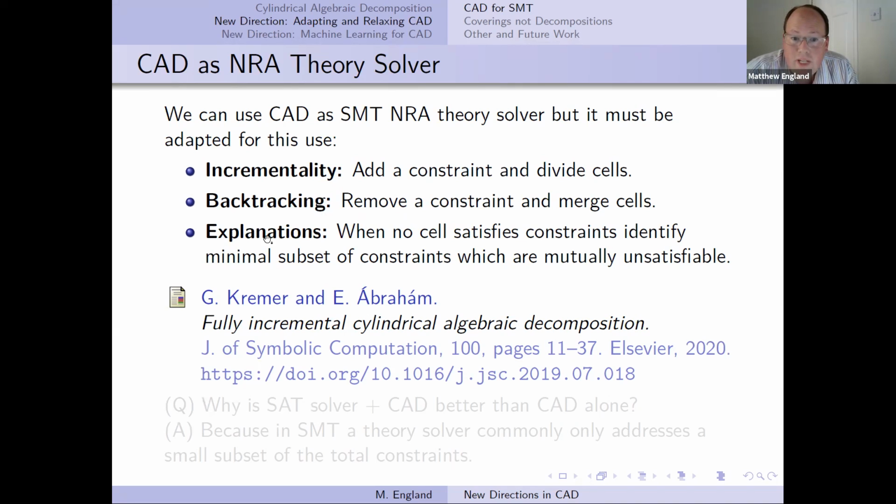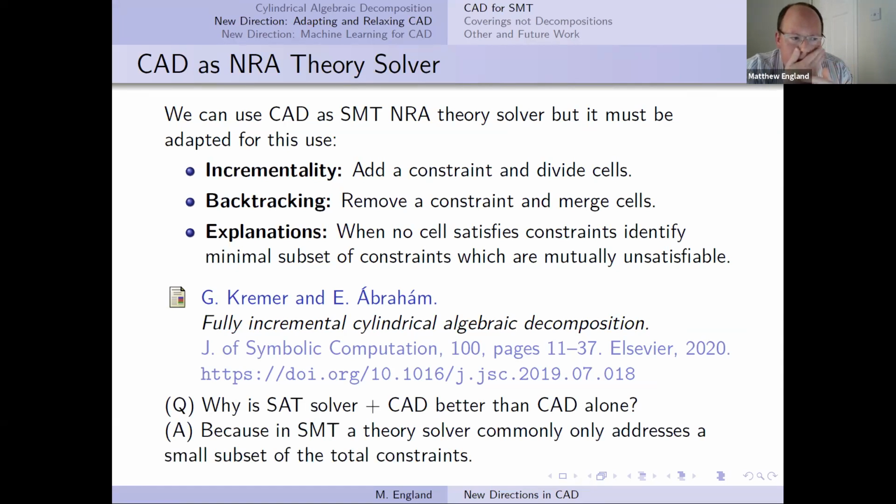And we also need explanations. So when our CAD says that a problem is false, so every cell says we can't satisfy this, we want to identify a minimal subset of the polynomial constraints that can't be satisfied together. So a good paper explaining how to adapt CAD for this is the one on the screen here by Kremer and Abraham.